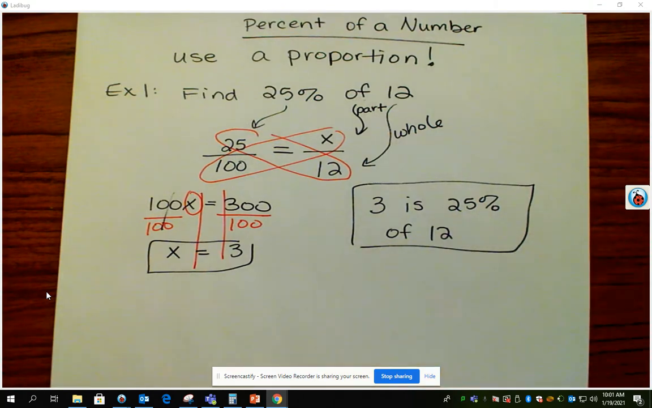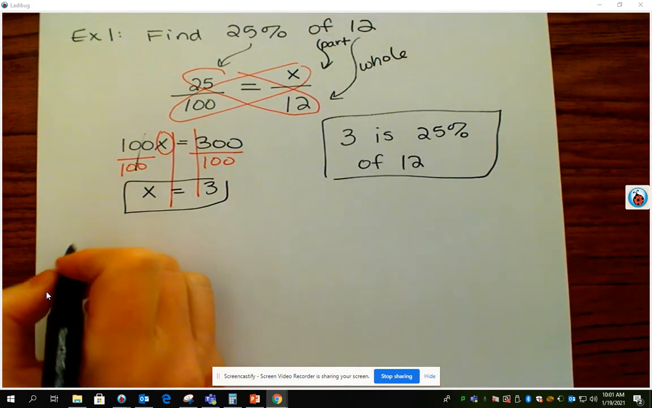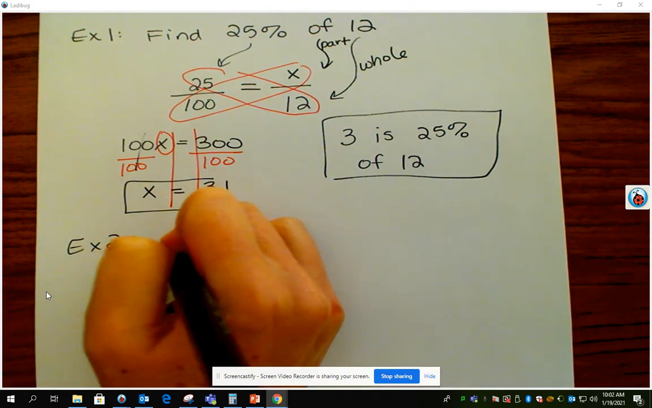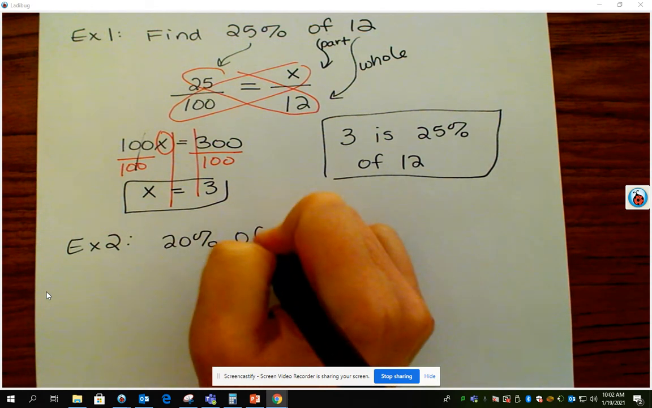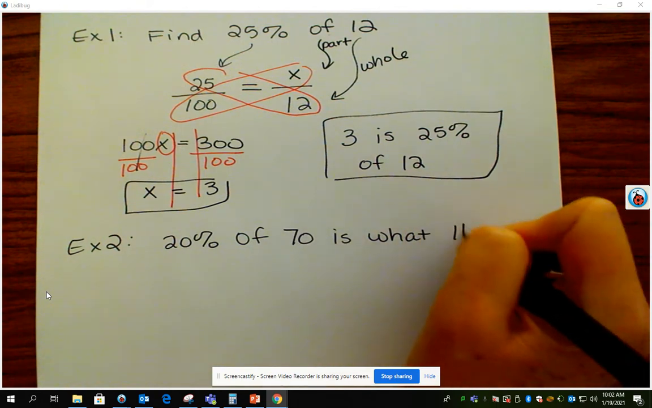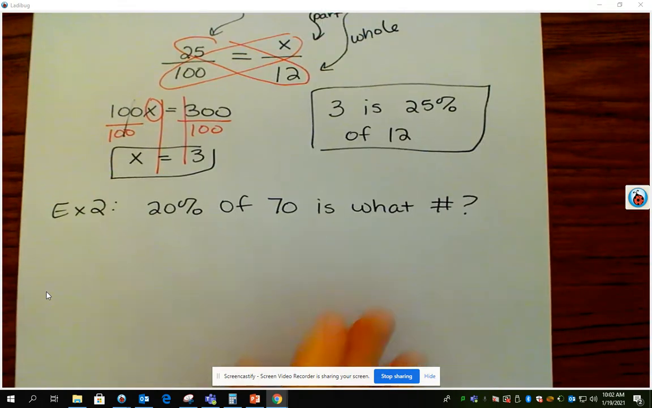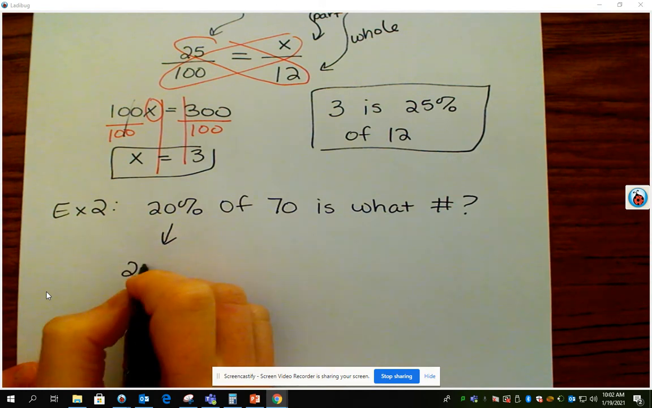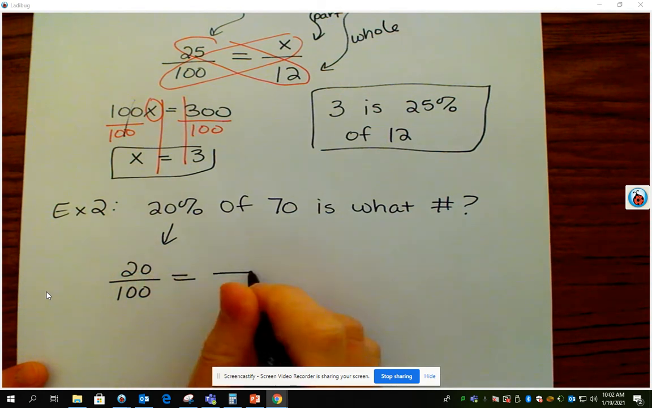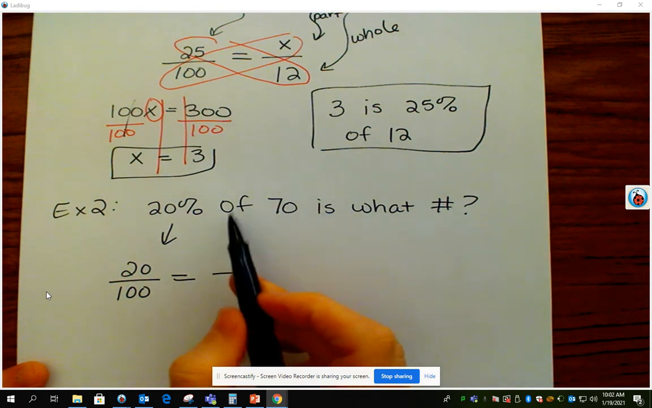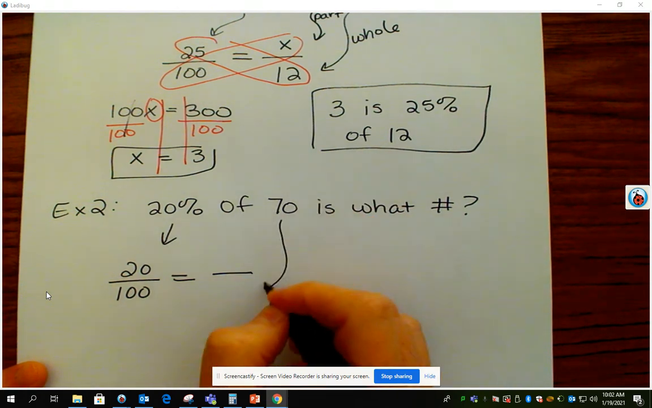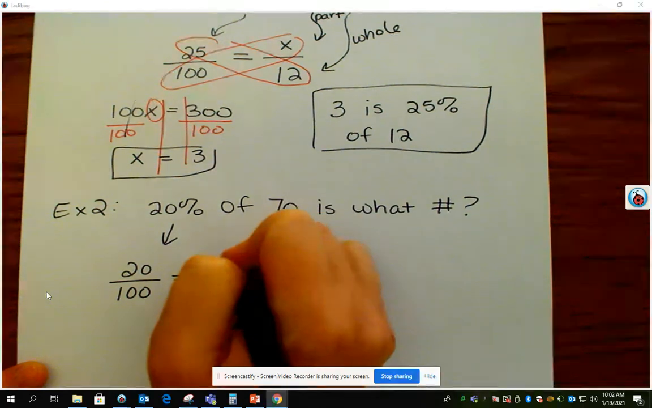Okay, so let's look at some other examples, some different wording, and how we would set up our proportion. So for example 2, it says 20% of 70 is what number? So let's set up our proportion. If I'm given a percent, that part's easy. Put it over 100. 20 over 100 is 20%. And then here, I just need to decide where it goes. This is still the same setup. 20% of 70 means 70 is the whole, and we're looking for the part.